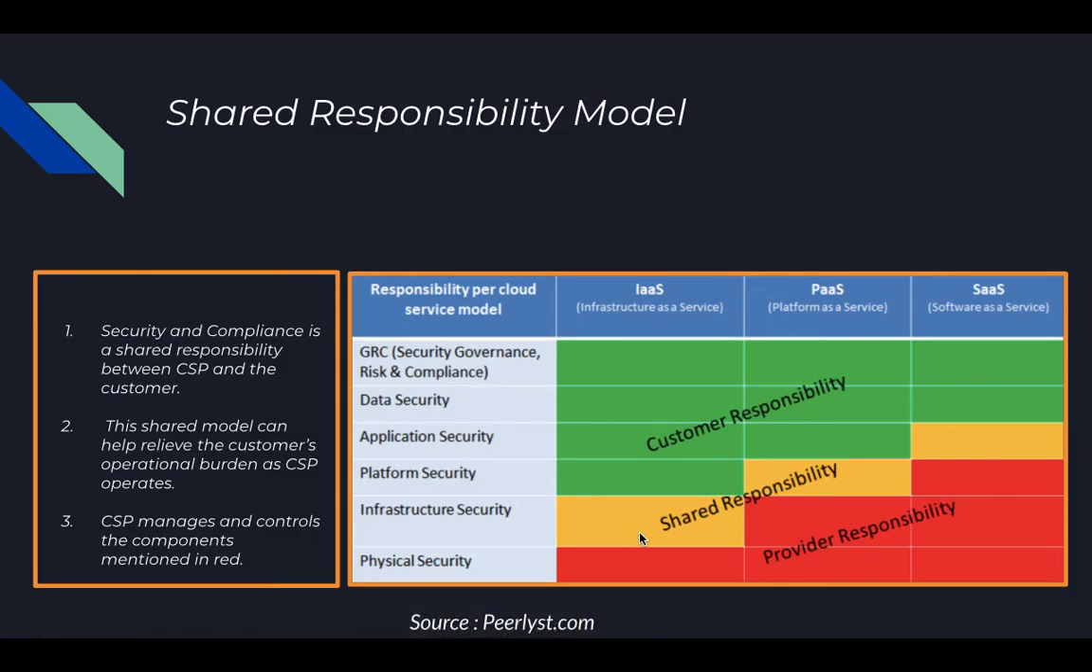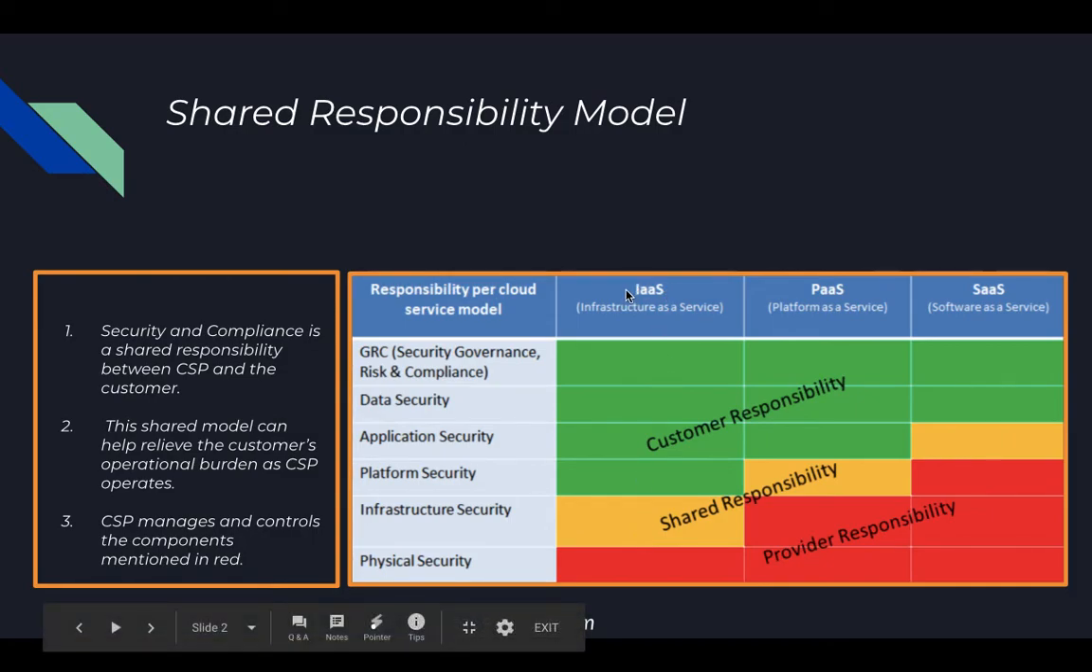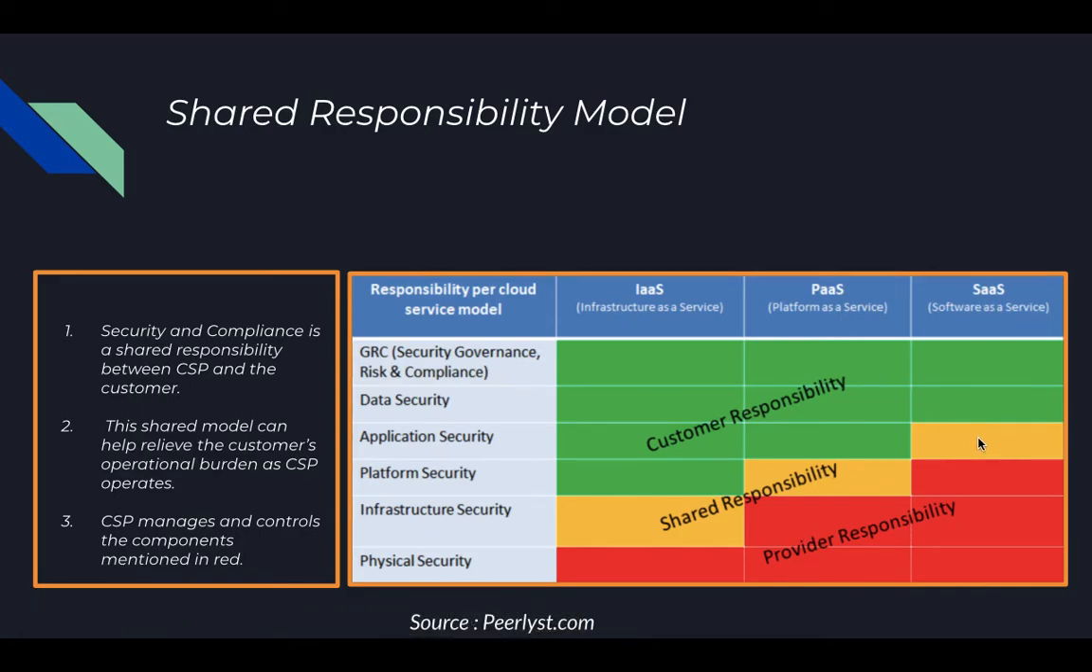Just to give you a quick tip: in infrastructure as a service, the infrastructure is a shared responsibility. In platform as a service, the platform is a shared responsibility. And in the case of SaaS, the application is a shared responsibility. All the layers above, which are mentioned in green, are the customer's responsibility, like maintaining and securing the application, building up the VMs. Ultimately, the customer is responsible for that.